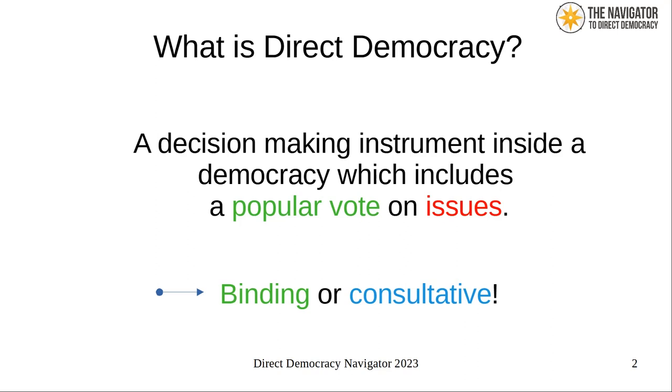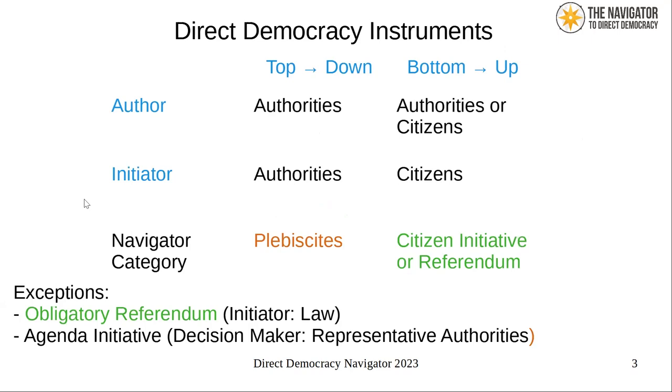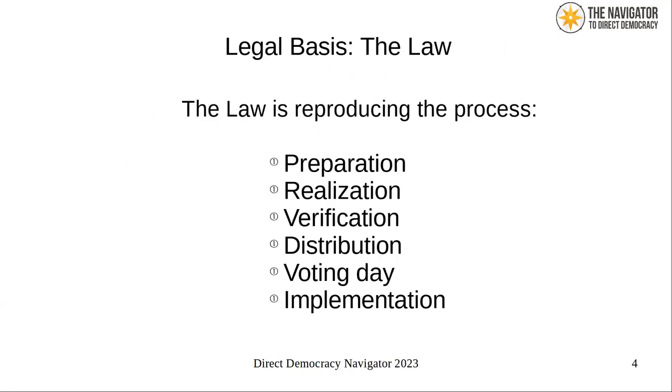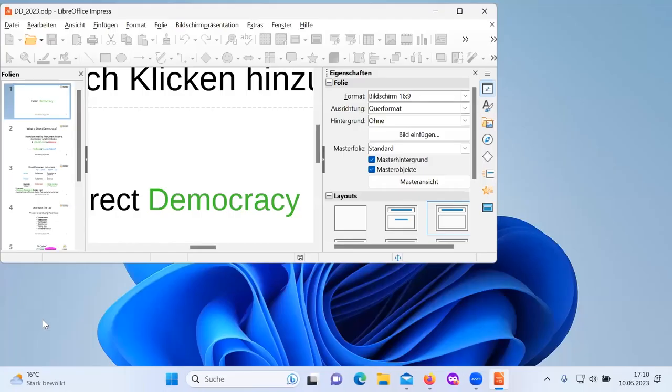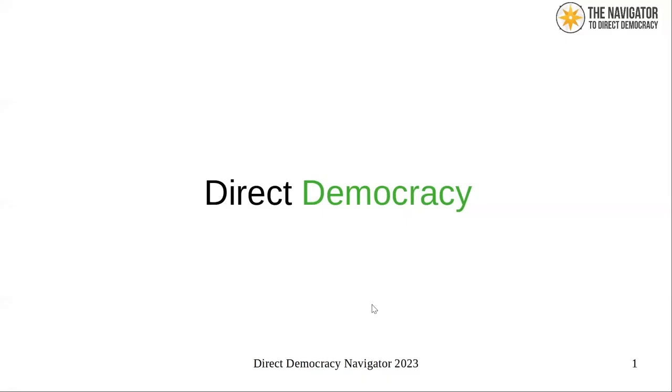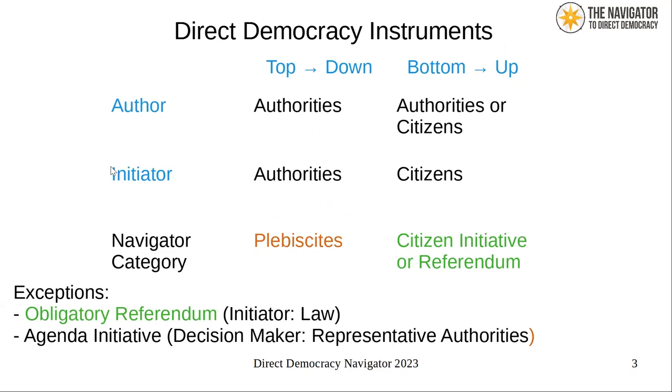Now let's look at forms of direct democracy. There are a lot of possibilities regarding direct democracy instruments. Basically, we are talking about top-down instruments or bottom-up instruments. In the case of top-down instruments, the author, so who has the idea and writes a text or something similar, is typically authorities. The initiator is also authorities. And in the Navigator, we call all these types top-down plebiscites.